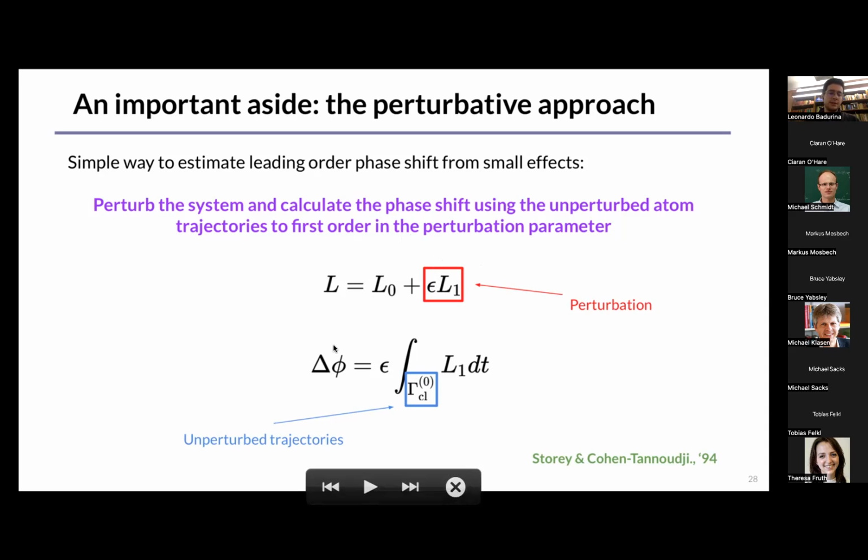Then what one does is compute the propagation phase, where the only effect that would go beyond what we had calculated before originates by performing the integral over unperturbed trajectories. So as if we did not know about the existence of this L1 correction to the Lagrangian, but we integrate L1. In so doing, one gets correct results up to order epsilon in this case, so up to first order in the perturbation parameter. So this is a very important aside, and this is basically what most people use in calculating leading order effects from, say, beyond standard model effects in atom interferometers.